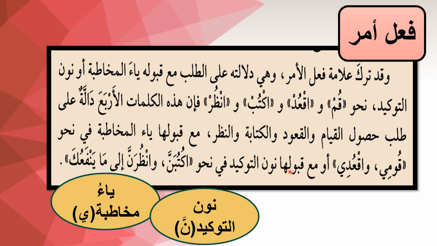أو ما قبولها نون توكيد. Now when it accepts نون توكيد, it will look like this: اكتبن and انظرن, giving you the idea of more emphasis on this request. اكتبن, you're putting more emphasis on making a person write, making a request. إلى ما ينفعك, to what may benefit you.